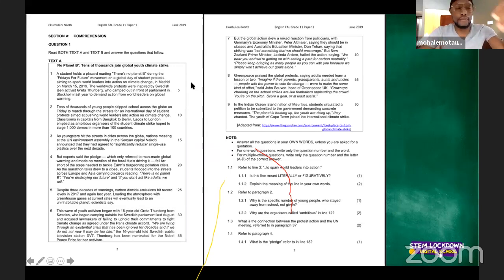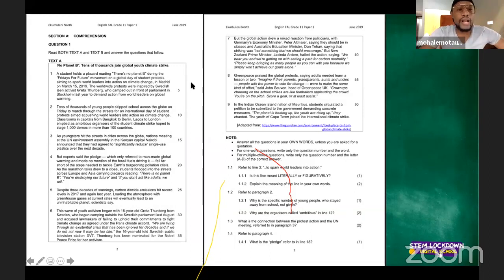And then, sorry, on the left-hand side of our paragraphs, we have our paragraph numbers. And then on the right-hand side of the paragraphs, we have our line numbers. Now, question 1.2.2 says, why are the organizers called ambitious in line 12?